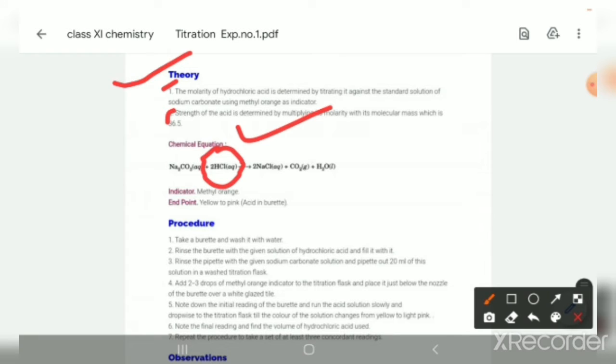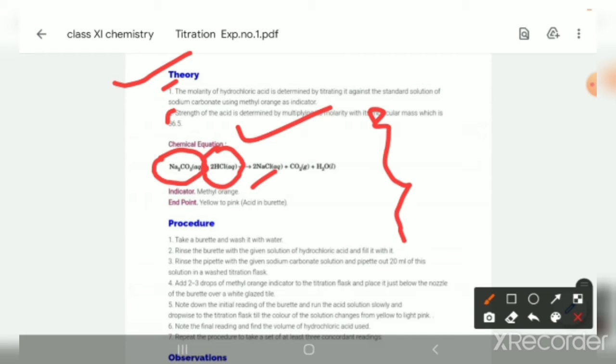You fill this acid in the burette, and with the help of the pipette you take 20 ml or 10 ml, it depends upon what is provided to you by your teacher. And this time you take the indicator methyl orange. So now listen carefully to how you perform it.